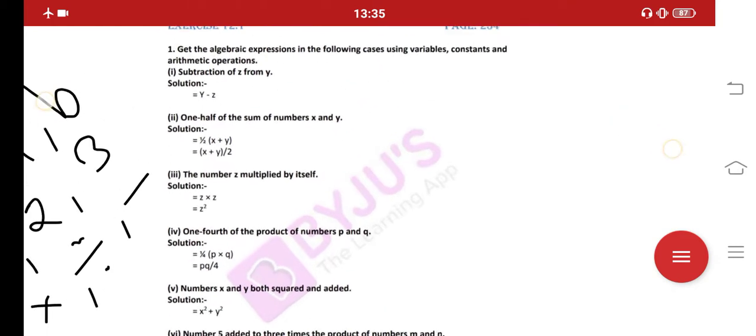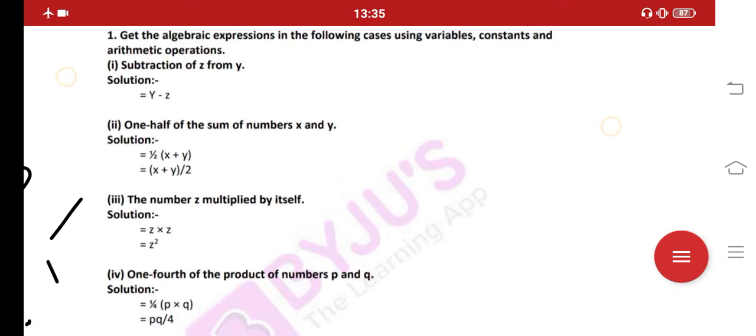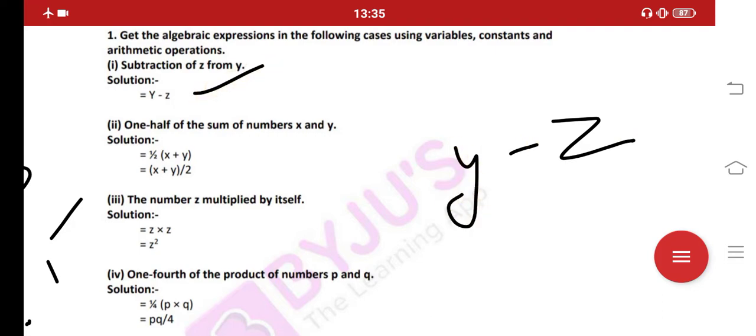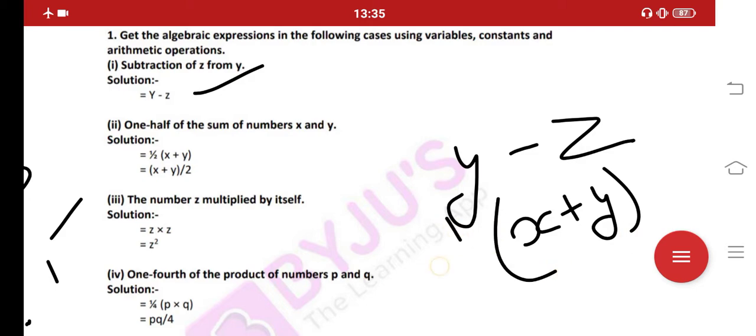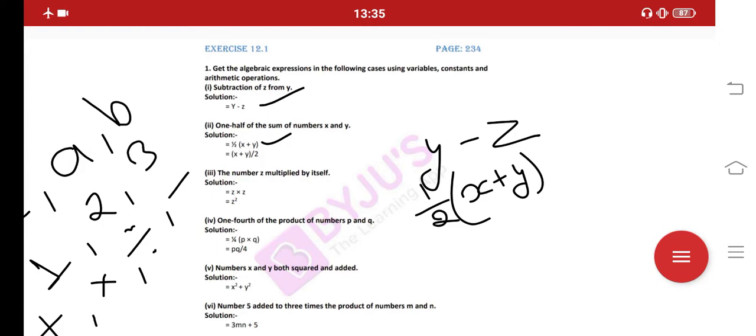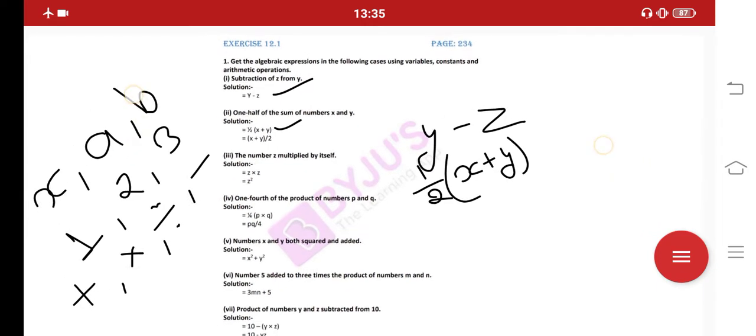So see here, first one, subtraction of z from y, means we have to subtract z from y. So here is the first one. Next, one half of the sum of numbers x and y. So what is the sum of numbers x and y? x plus y. And what is one half? One half means 1 by 2. So see here, 1 by 2 (x plus y). Likewise, you have to solve all the options of question number 1.